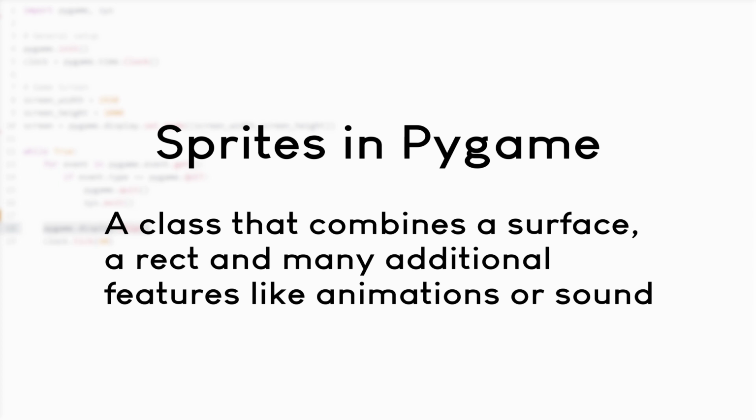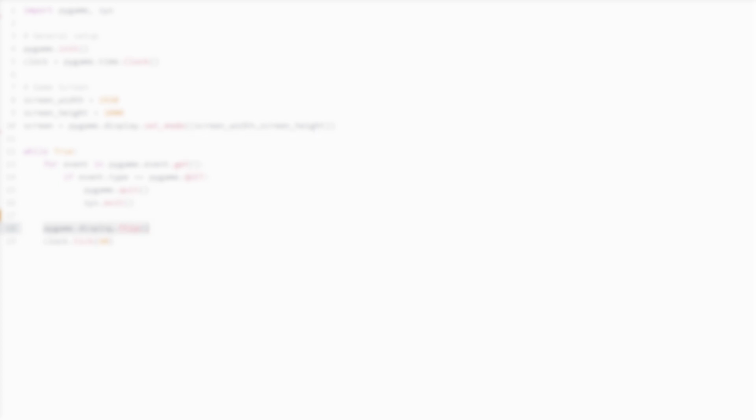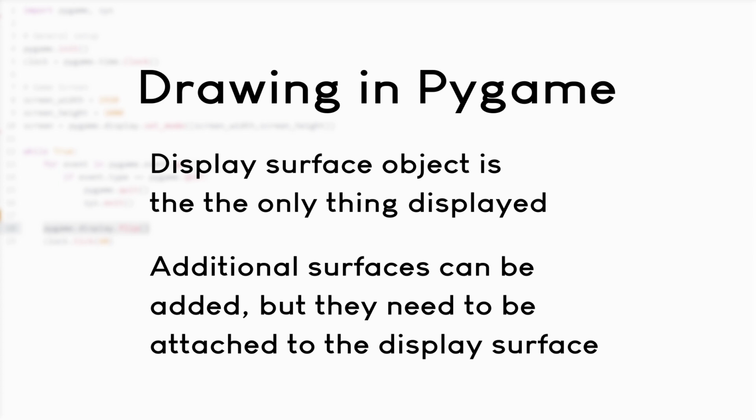And just a quick recap on how drawing in Pygame works. The main thing you are seeing is the display surface object. That's the thing that the user actually sees in the end, and that needs to have all the elements that you want to display. But besides this main surface, you can have other surfaces, and each surface can have individual elements. Let's say a picture or just a plain color on it. And then you can put these extra surfaces on the main display surface, which works reasonably well.